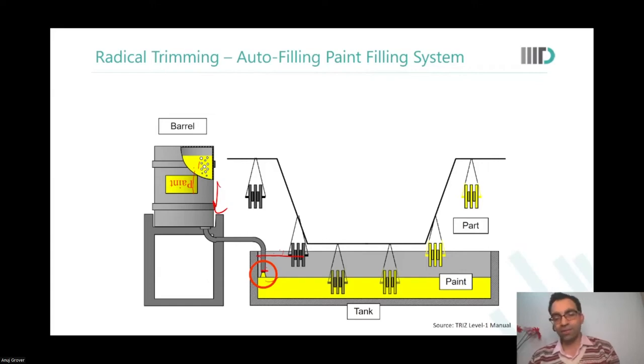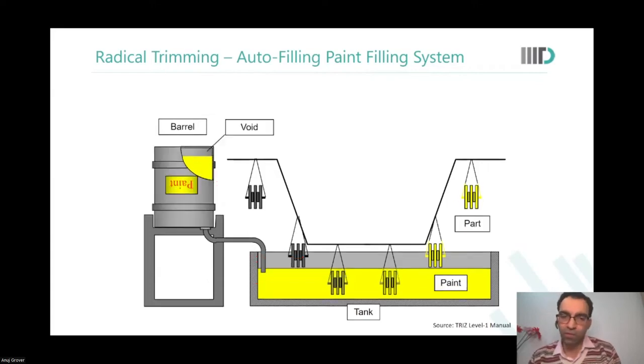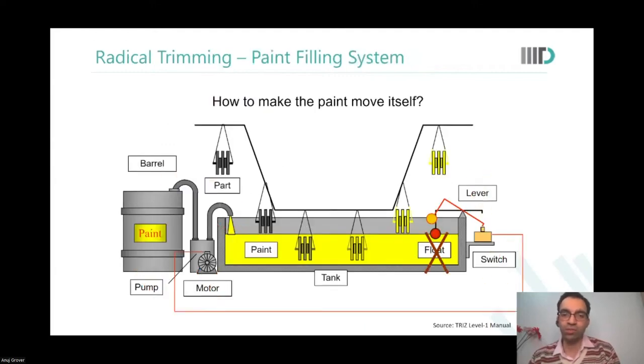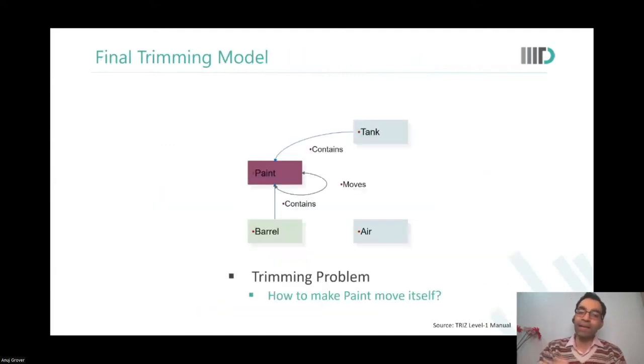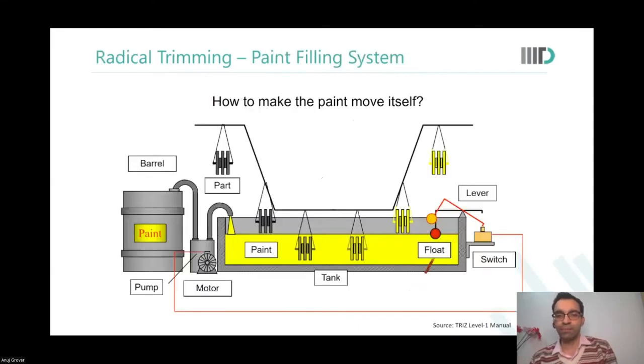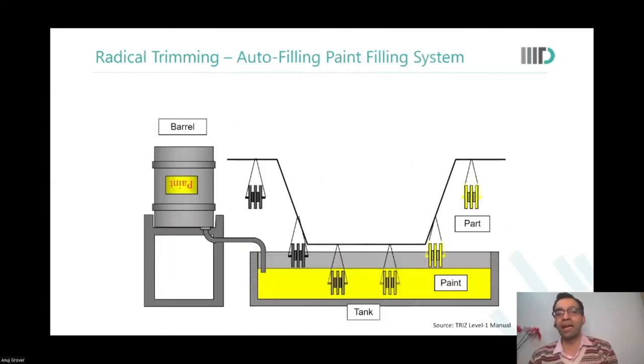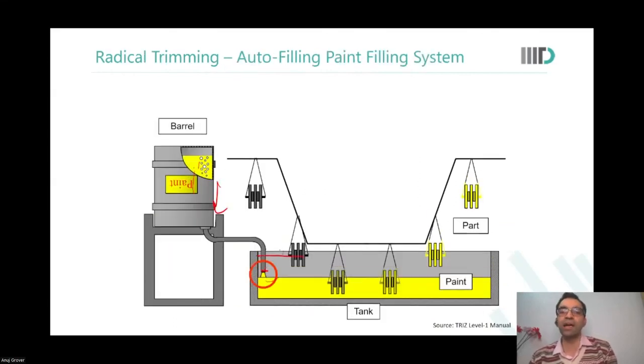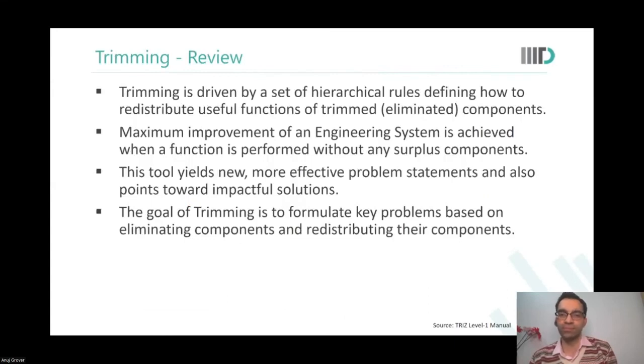So again, the purpose of radical trimming was not to come up with a solution. It was to provide a new problem, how to make the paint move itself. See, what was the first problem? How to prevent the spillage of the paint. You've now changed it to how to make the paint move itself so that the spillage doesn't happen. And you could arrive at a simple solution, which was based on gravity, hydraulic pressure, and everything. Okay.